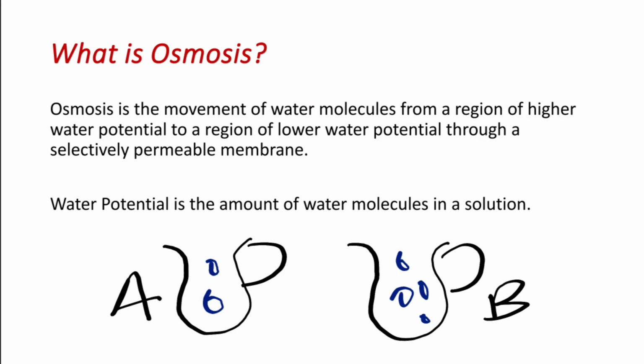Are you following? So, water potential simply refers to the amount of water molecules. We're now talking about the number of water molecules, the amount of water molecules. So keep that in mind. If we say higher water potential, that simply means there are more water molecules. If we say lower water potential, that simply means there are fewer water molecules. Keep that in mind, my excellent student.